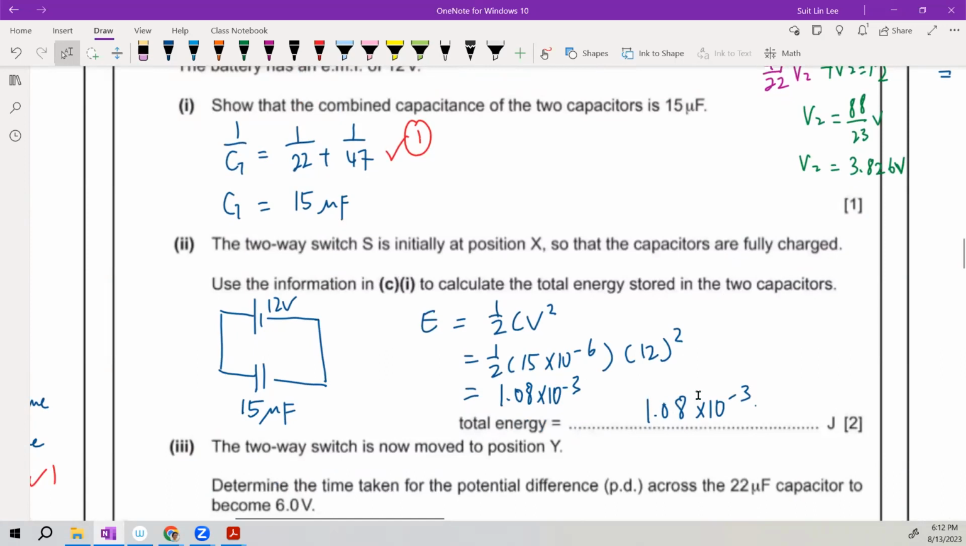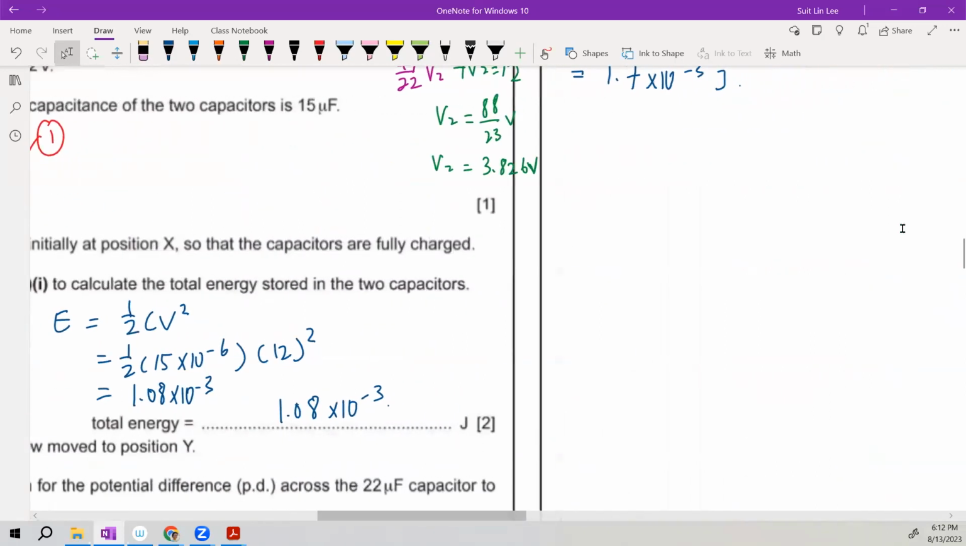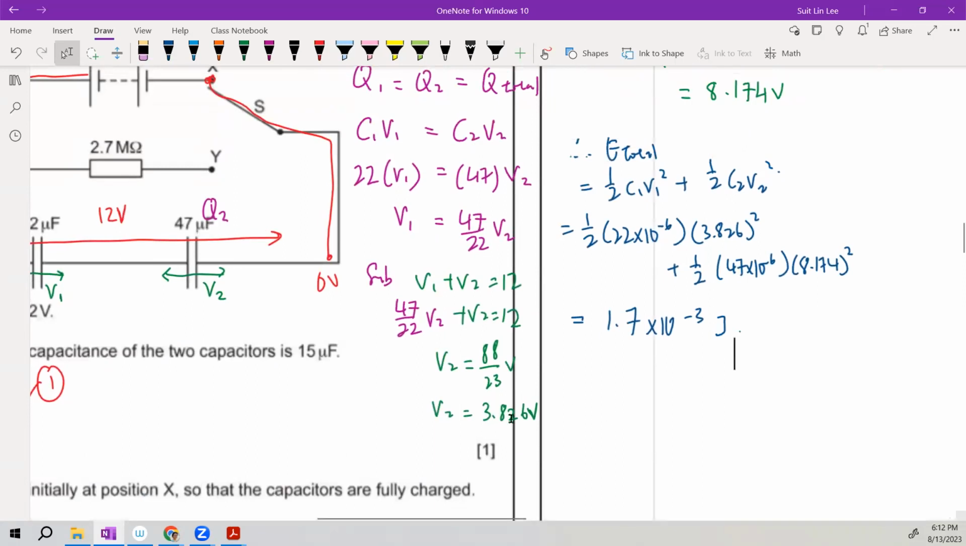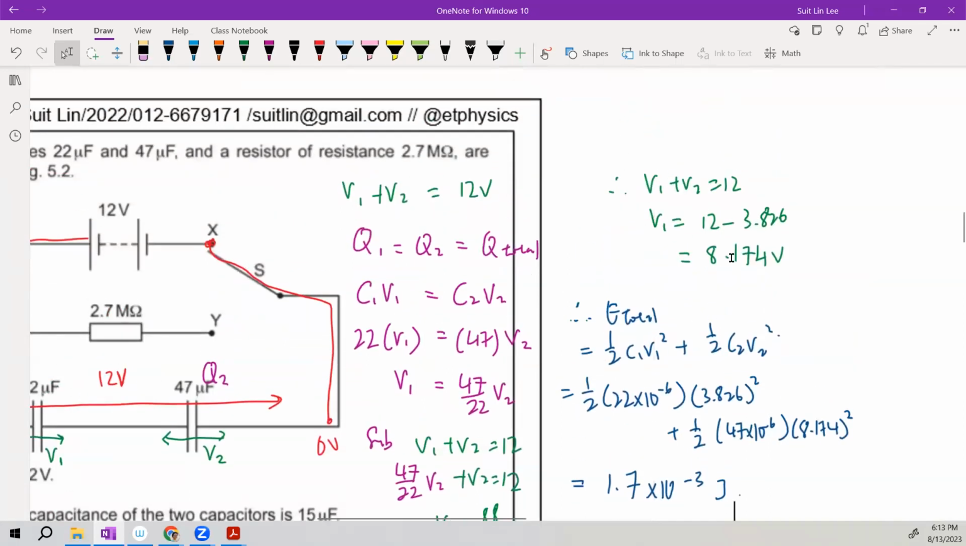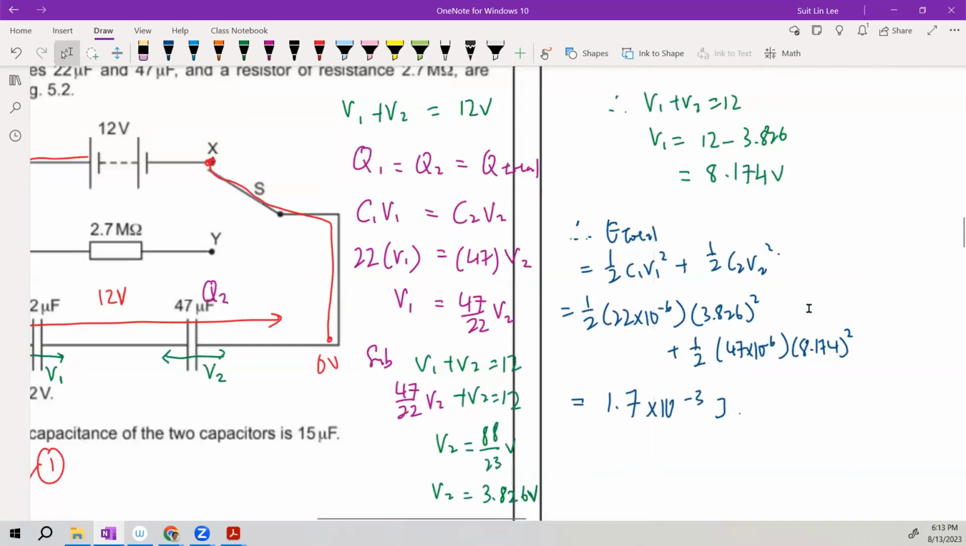Okay, so if you round it, this one is 1.1. There will be a slight discrepancy because this 15 is a rounded value. And also there's another slight discrepancy here because this 3.826 and 8.174 are not exact values, unless I press my calculator wrongly. Let me try. Yeah, if I use this ratio to find V1, this is 8.1737. Okay lah, it's the other extra numbers that affected the reading.